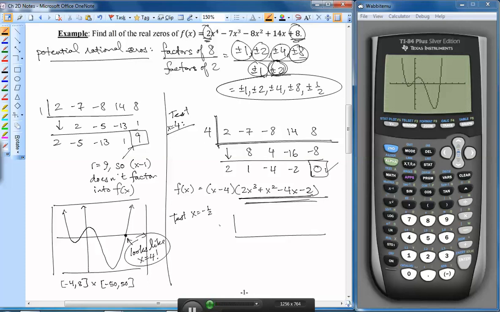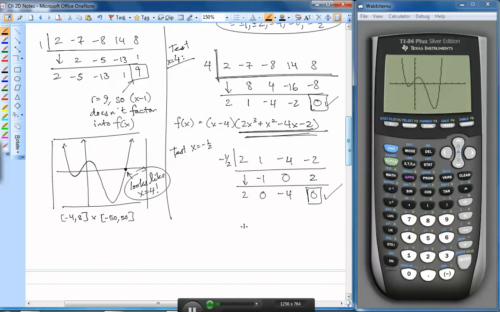So negative a half here, 2, 1, negative 4, negative 2. And if I work this out, let's see, I will bring down the 2. I get negative 1 here, so 0 there. Negative a half times 0 is 0. Negative 4, and then if I multiply those, I get 2 with the remainder of 0. So this is good too. So now I know negative a half works.